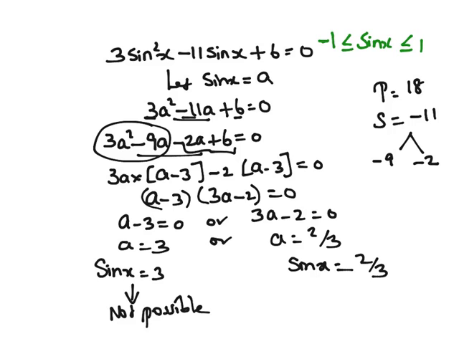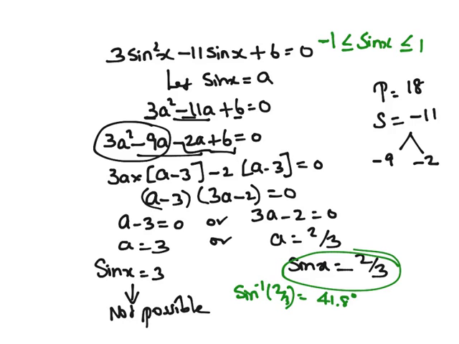Now how do we solve this? Sin x equal to 2 by 3. So obviously you have to use the calculator. In the calculator you find sine inverse of 2 by 3, which will be equal to, okay, so you will get 41.8 degrees as one answer.